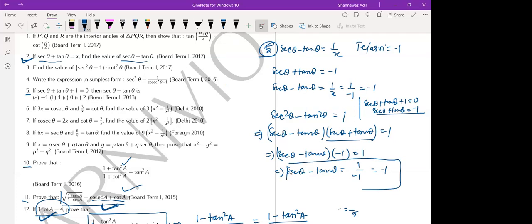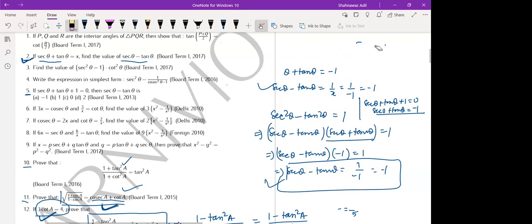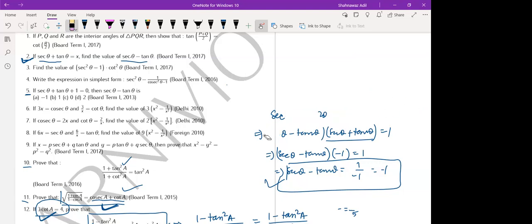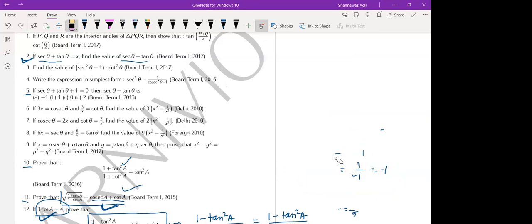So which method have you guys used? This one or this one? The first one. First one, you used the relation of the second question, right? Good. So now this part is clear. So then let us do this sixth question. And you guys please practice all these questions, right? In that way, your calculation mistakes will reduce.